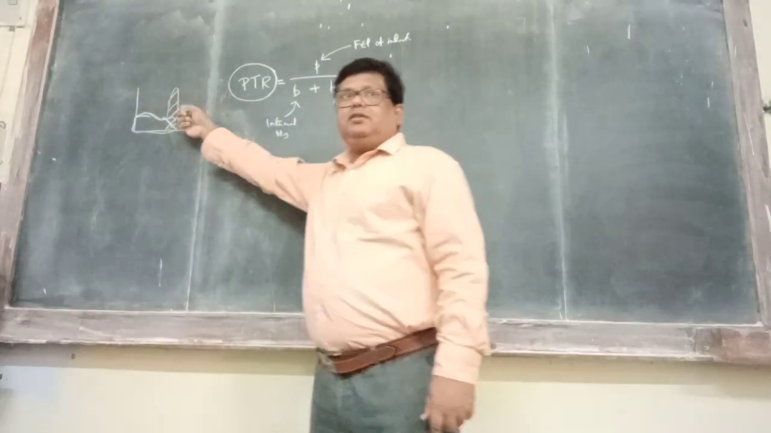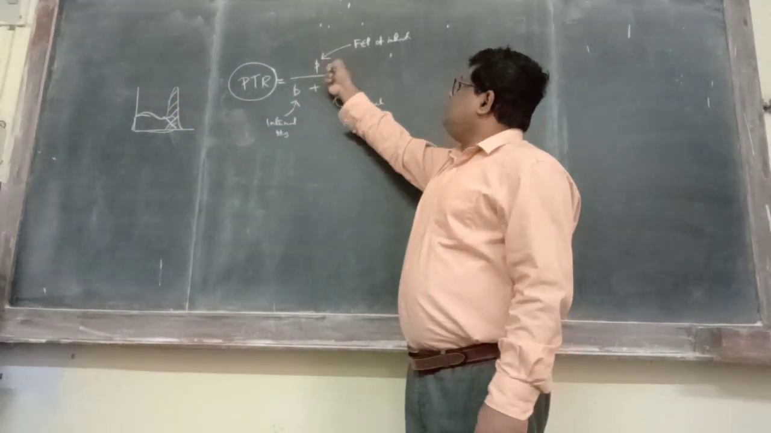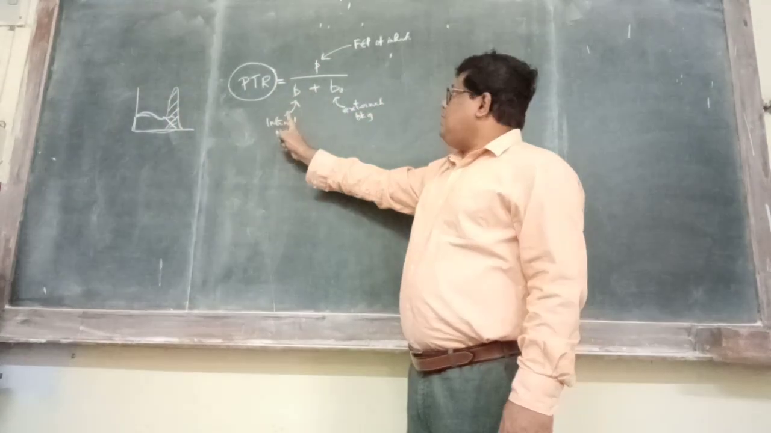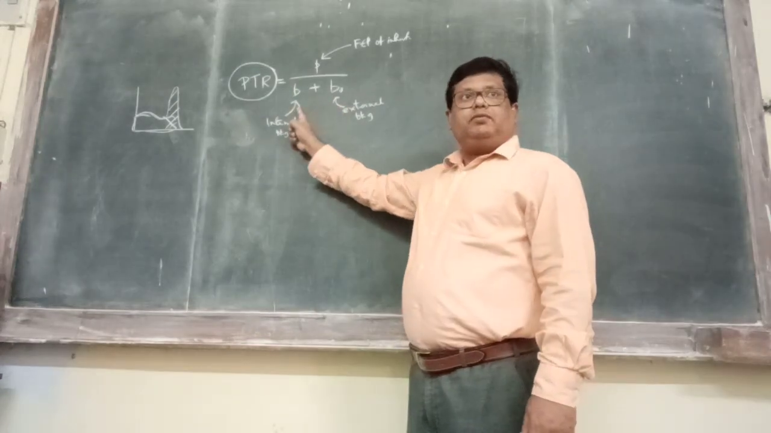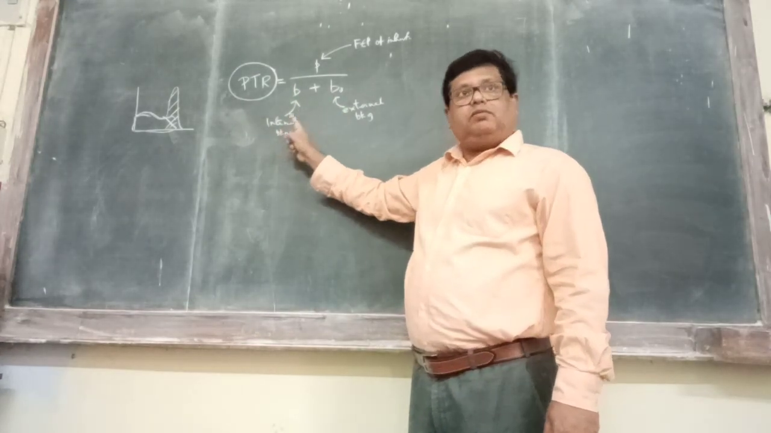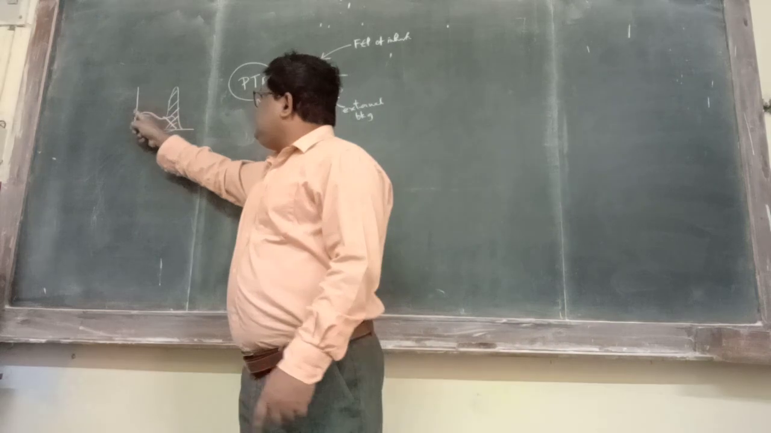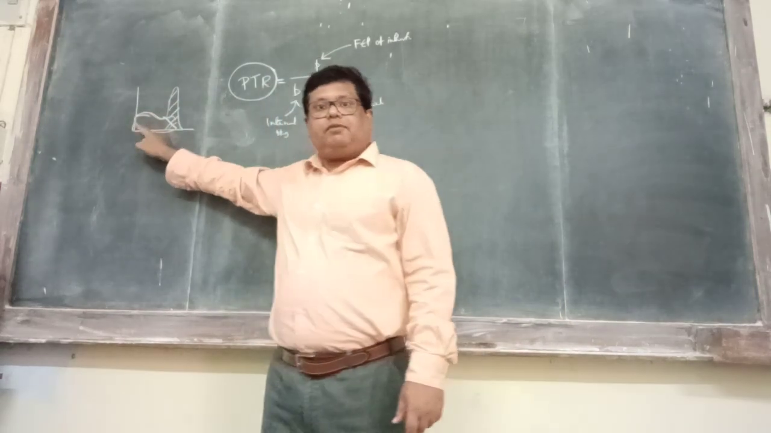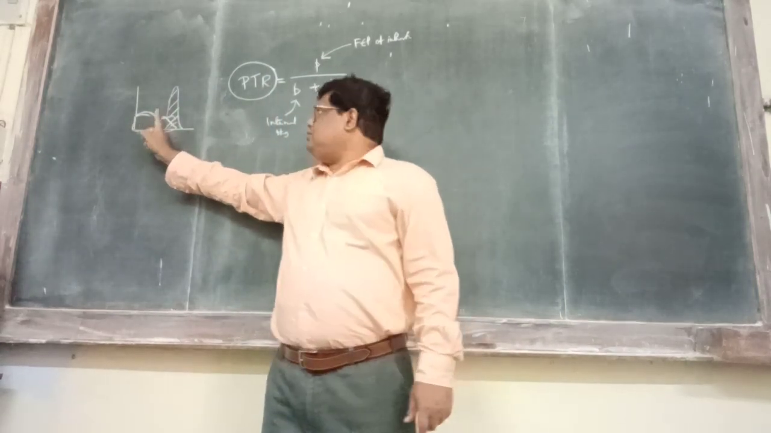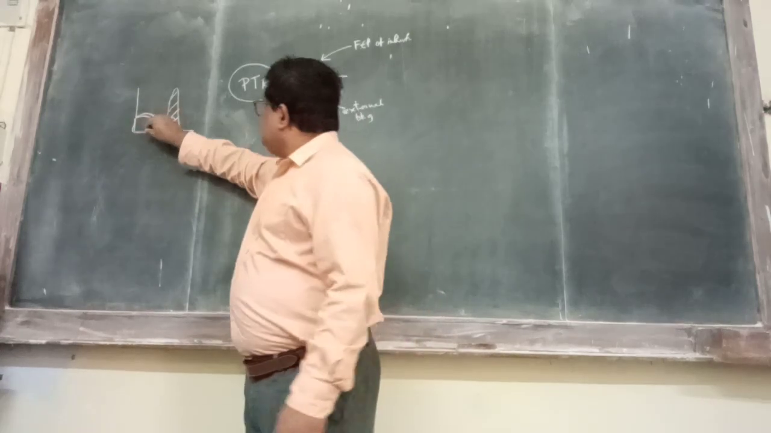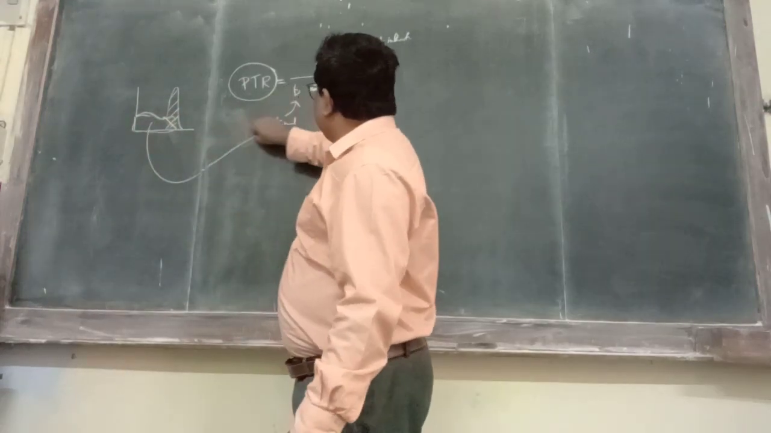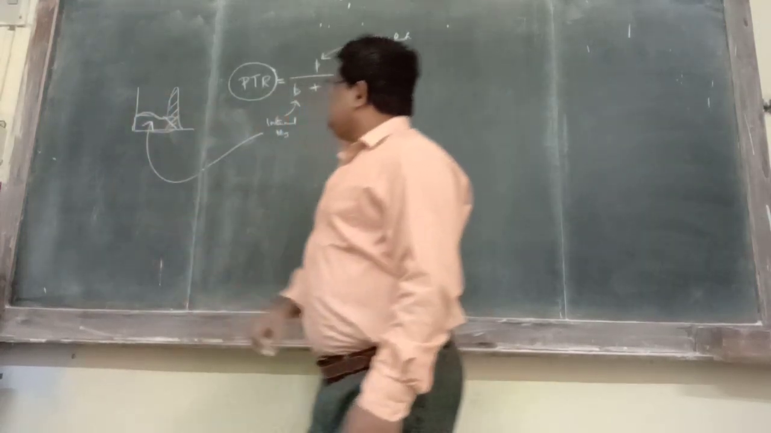So this is the counts due to this peak, divided by two things over here. Number one, background. What is this background? This is the background related to the monoenergetic source that we are using. Fine. So this is the background.